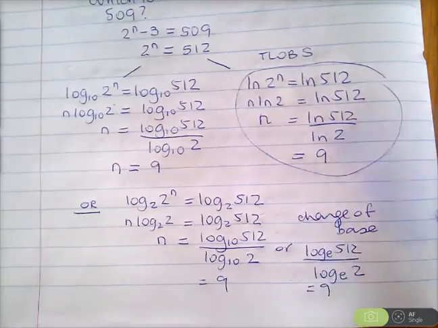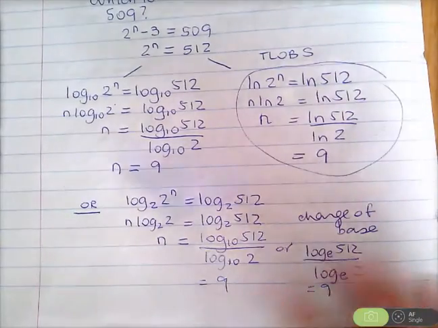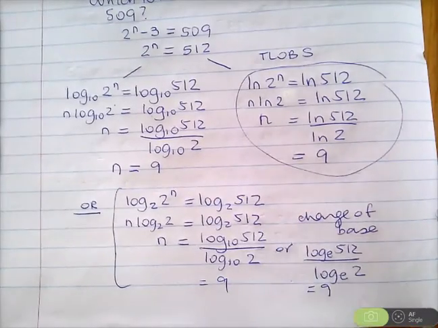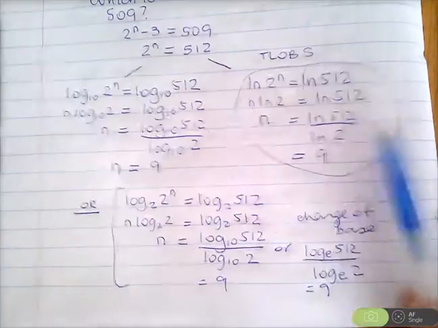So just take logs of both sides, either ln or log to the base 10. I wouldn't be taking log to the base 2 of both sides because you end up doing these same steps anyway.